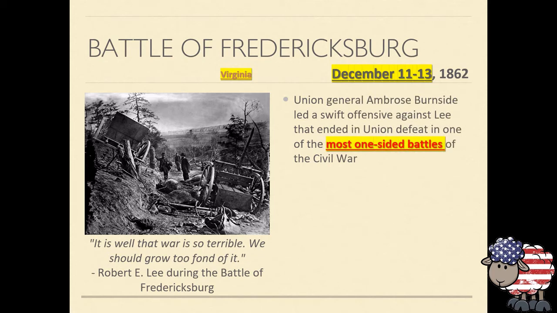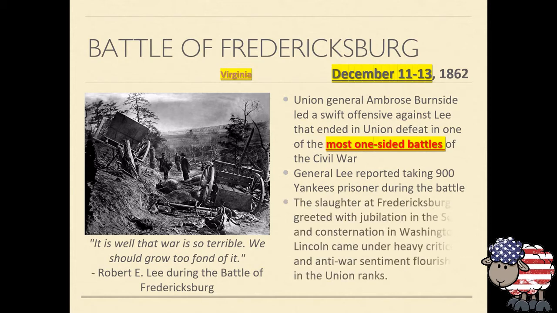Right after the Battle of Antietam, you had McClellan, who could have tapped out the South during that significant battle at Antietam in Maryland. Now, Ambrose Burnside is significantly defeated by Robert E. Lee. Robert E. Lee reportedly takes 900 prisoners during the battle, and the slaughter of Fredericksburg was greeted with jubilation in the South and consternation in the North. Lincoln came under heavy criticism, and anti-war sentiment flourished in the Union ranks.